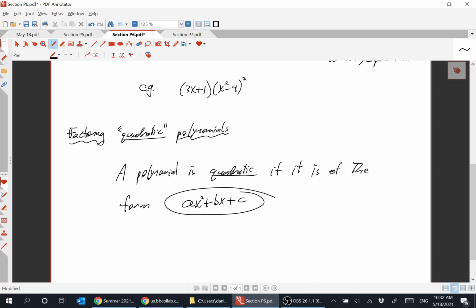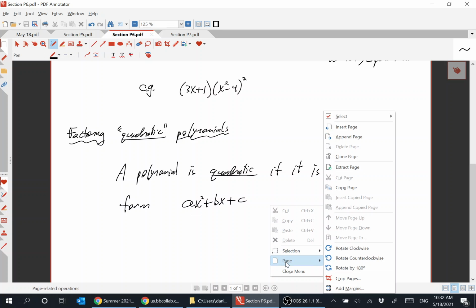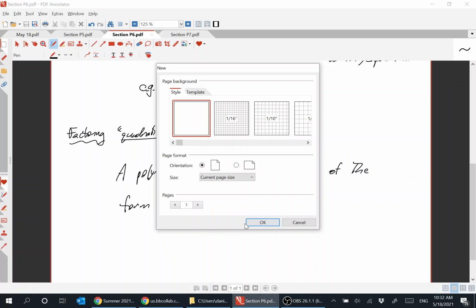By the way, this is a polynomial. It's a polynomial expression, if you will. It's not an equation. There's no equation on the page yet. We haven't done any of those yet. It's important to know the difference. So a polynomial is quadratic if it is of the form ax squared plus bx plus c. So the only powers of x are x squared, x to the first, x to the 0. Okay, and sometimes they can be factored nicely, not always.